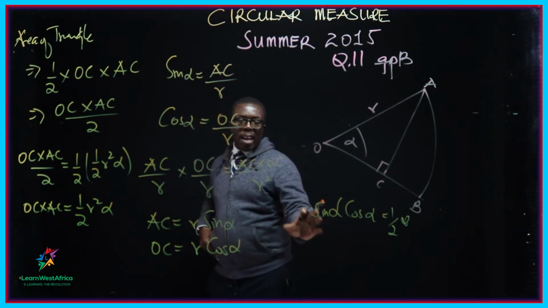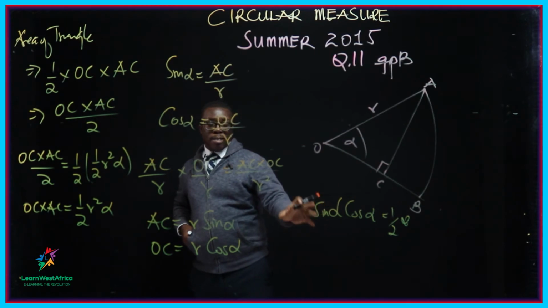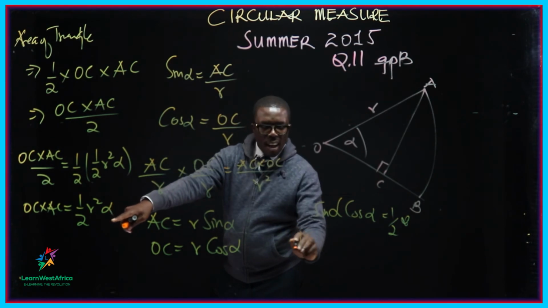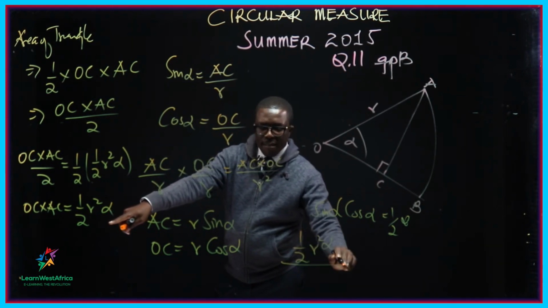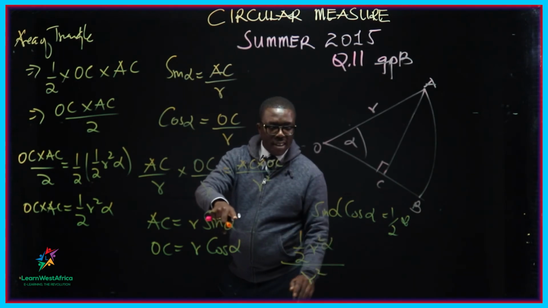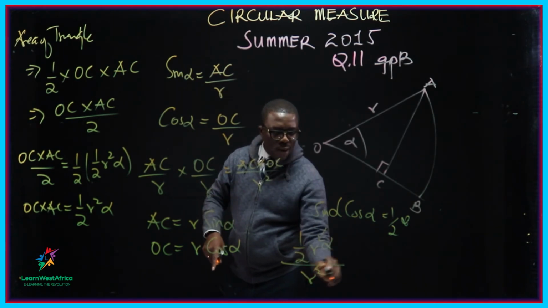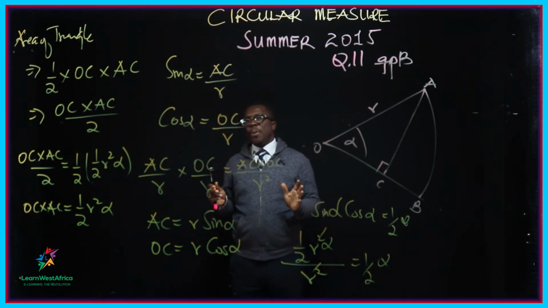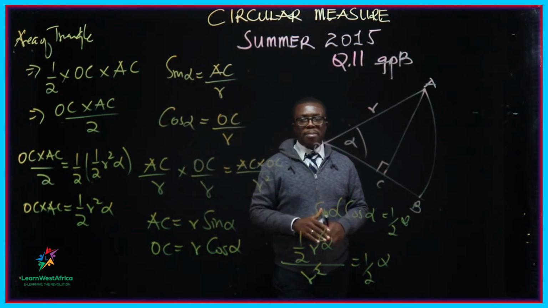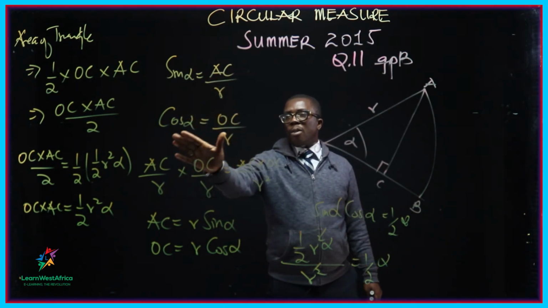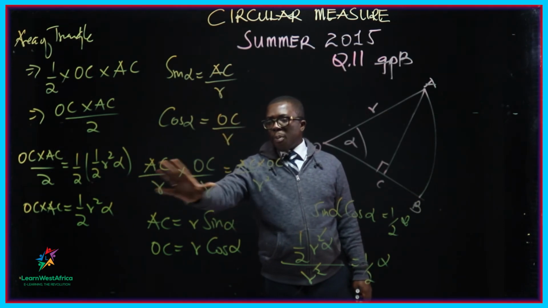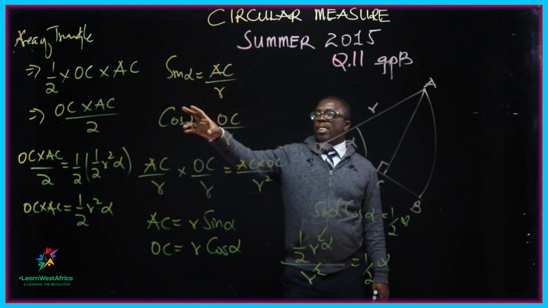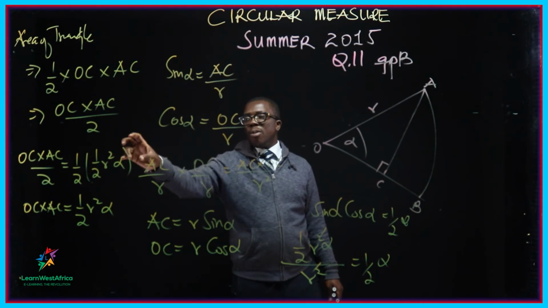So our product of sine alpha and cos alpha, which is AC times OC over R squared, is going to give us half R squared alpha all over R squared. And when the R squared cancels the R squared, we are going to get half alpha. And that should make sense to you. Hope you are fine. So let's go through the procedure one more time. Sine alpha is AC over R, cos alpha is OC over R. The product gives us AC times OC over R squared. Now we note that the area of a triangle is half base times height. That's OC times AC over 2.